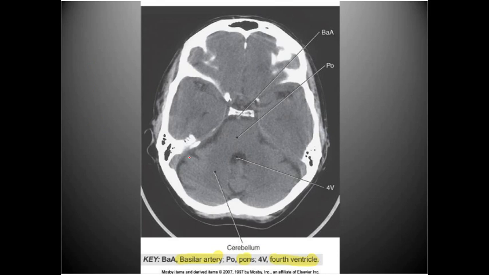So here we have the fourth ventricle, we have the pons here, the tentorium cerebelli, probably crista galli here, cranial sinus, base of skull. We're looking at sphenoid bone here, and this is the cerebellum.